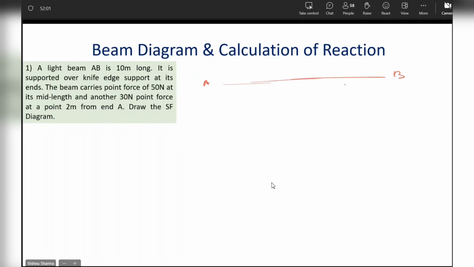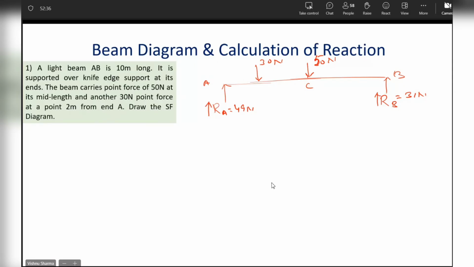A, B, point support. RB you got as 31 newtons. RA you got 49 newtons. At C you have 50 newtons. Here you have 30 newtons. This was our diagram. Okay, guys. Now, 30 newtons and 50 newtons are acting downwards, and these reaction forces are acting upwards. That I don't think is an issue.